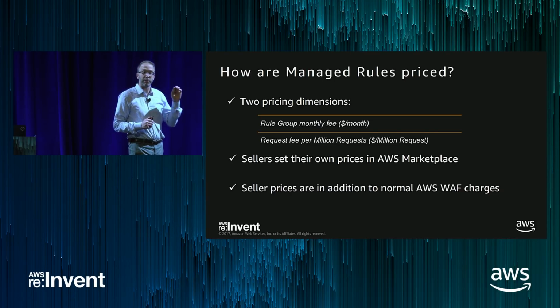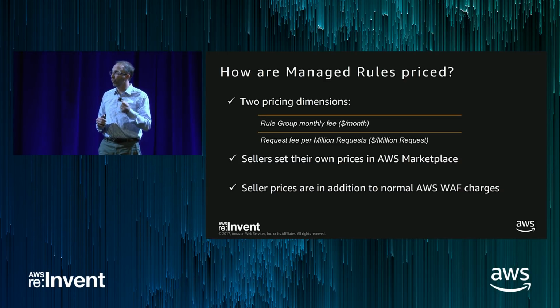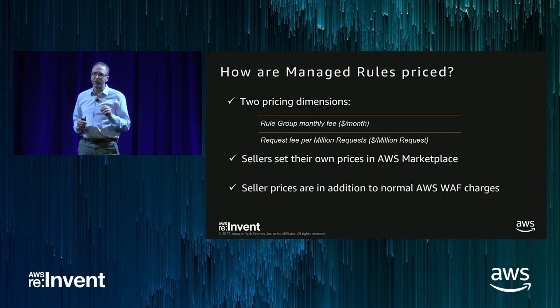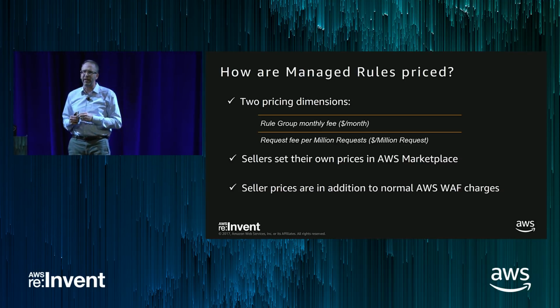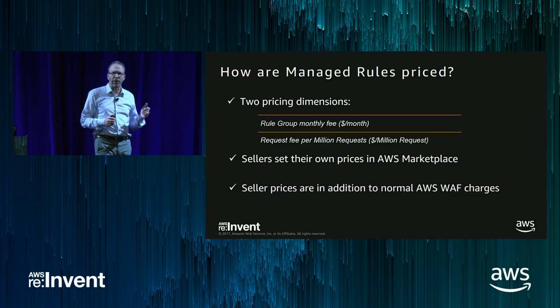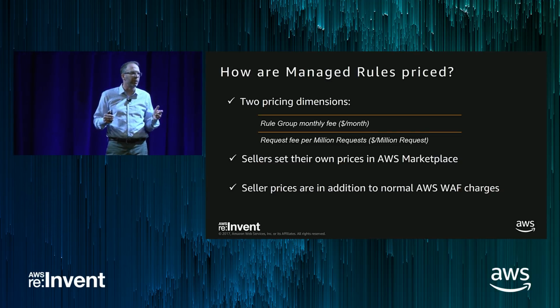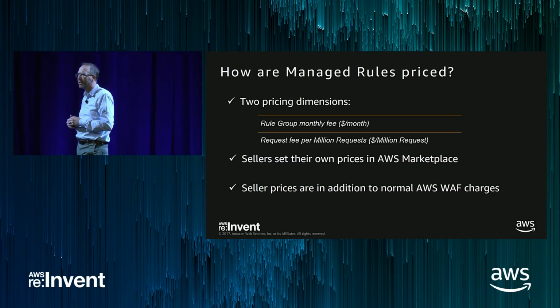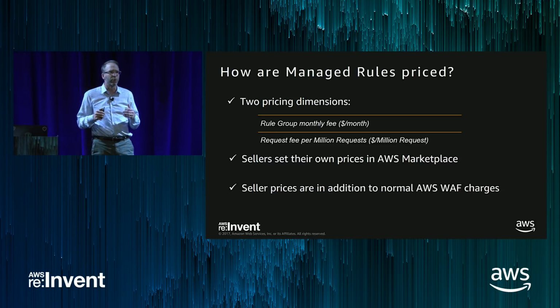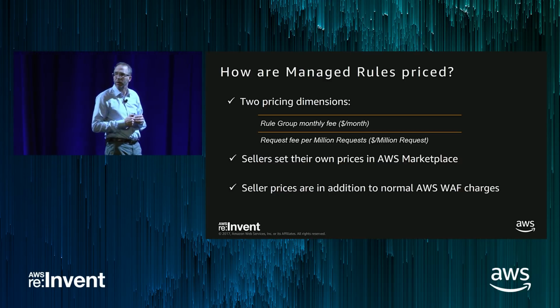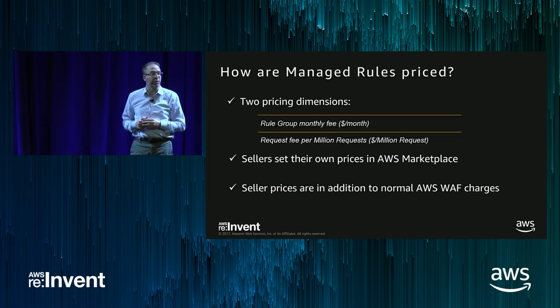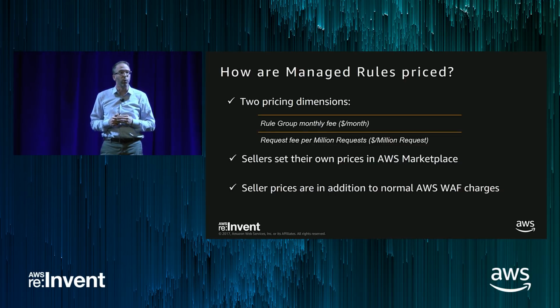However, the sellers do charge for their rules, and those prices, again, are available for you to see in the marketplace. And there's 2 dimensions to that pricing. So the first is what's called a rule group monthly fee. And I think in the one example that we saw on the screen, you'll see that typically these are in the order of singles or tens of dollars per month. This isn't typically hundreds or thousands of dollars. It's up to the sellers to set their price in the marketplace, and that's part of your choice. You can go and compare and think about which rule set you're interested in and how much it costs. But there is this kind of monthly rule fee.